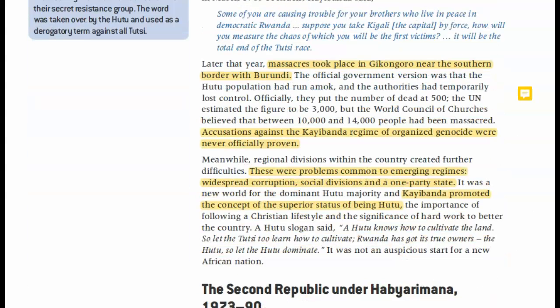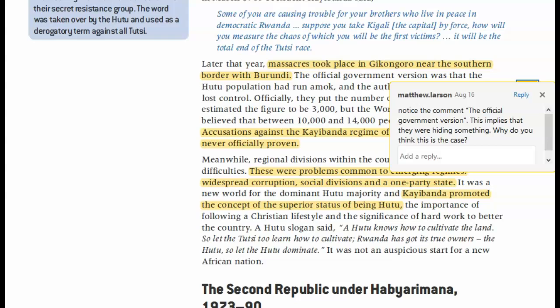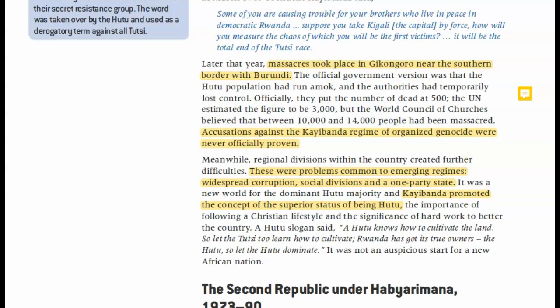There are going to be massacres taking place later this year in Kigonoro, near the southern border with Burundi. So there's going to be massacres, which is killing individuals without any defense. There's going to be accusations against the regime for what they're doing. The UN is going to become involved. The official government version, what does this imply? This implies the government's hiding something. Oh, here's officially what happened. In reality, a lot of individuals, particularly the UN, are saying what the government's saying happened did not happen. It wasn't simply lost control. It's a matter of these people killing individuals based upon their race. This is the foundation of a genocide.